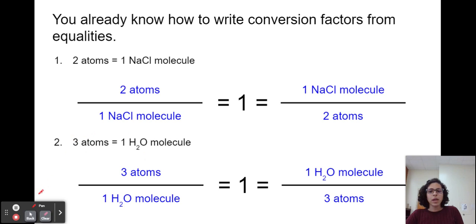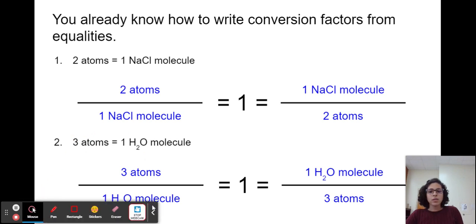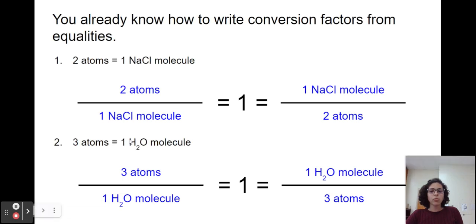And then if we did the same thing, our 3 atoms equals 1 water molecule. Notice that I've written the chemical formula here, H2O. We could write the conversion factors 3 atoms divided by 1 H2O molecule equals 1. And 1 H2O molecule divided by 3 atoms also equals 1.